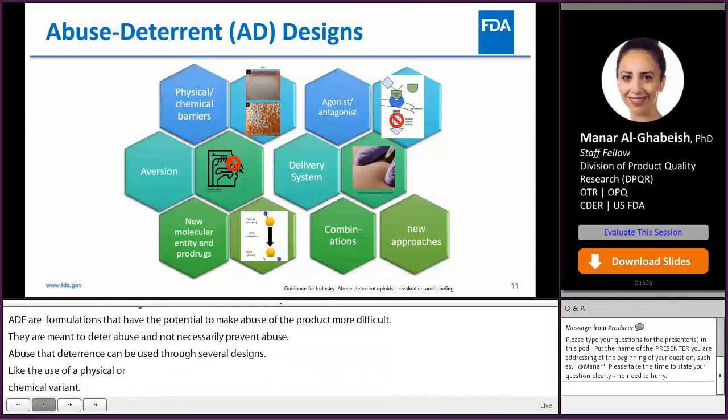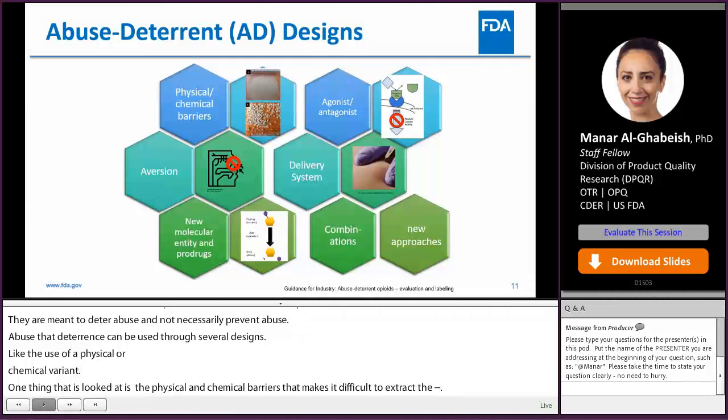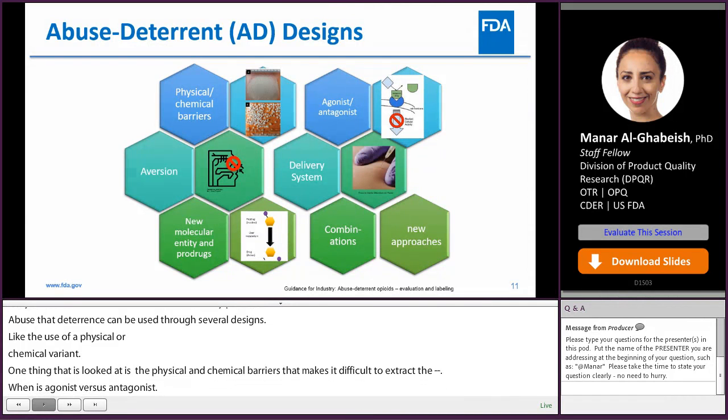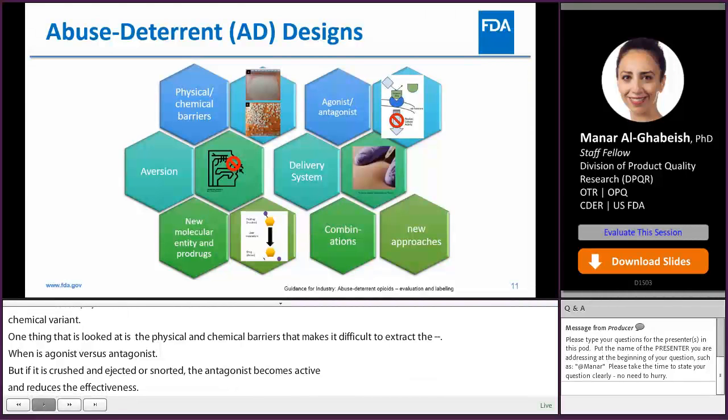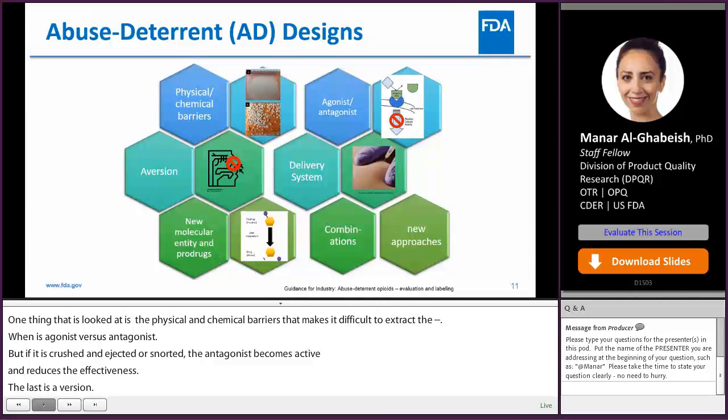Another design is the use of agonist and antagonist, where the antagonist of opioids, such as naloxone and naltrexone, is clinically inactive if the drug product is administered orally. However, if the product is crushed and injected or snorted, the antagonist becomes active and reduces the effectiveness of the opioid and deters abuse. Last example is aversion, which is the use of a substance that produces an unpleasant effect if the drug product is manipulated. An example of aversion is including a substance that causes irritation to the nasal mucosa if the drug product is crushed and snorted.